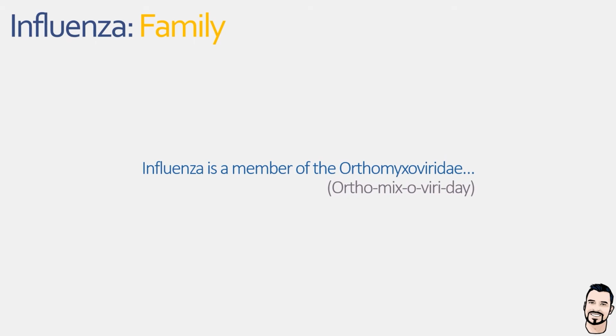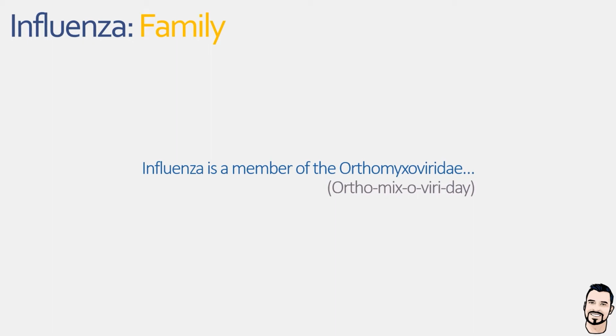So in the last video, I gave you a brief recap on what viruses are and why we are looking into influenza as an example viral infection of the respiratory system. In this video, we are going to start looking at the influenza virus in a lot more detail.